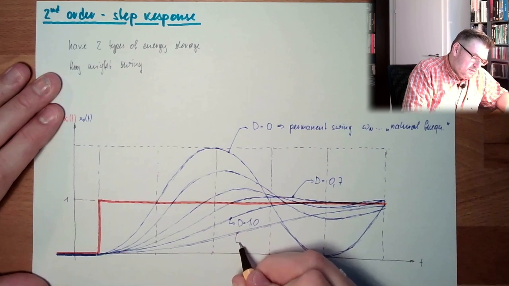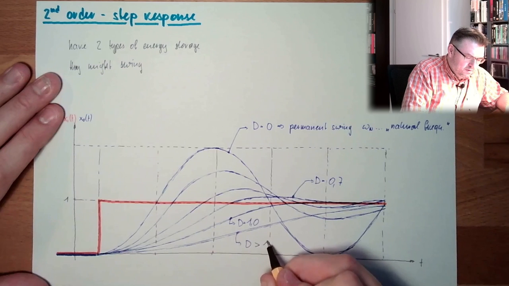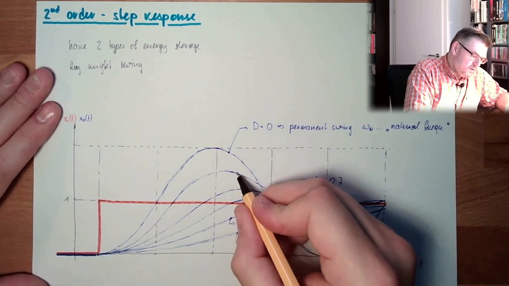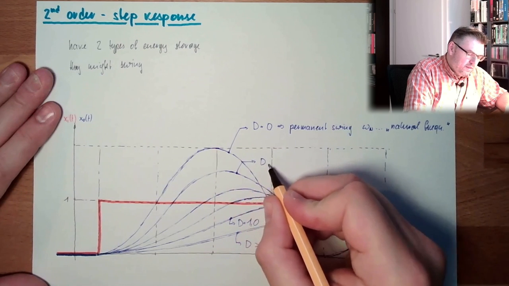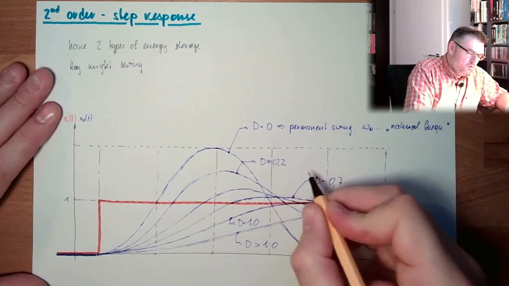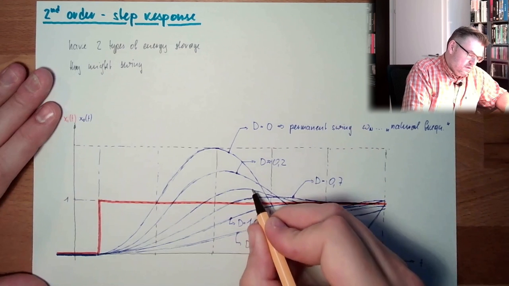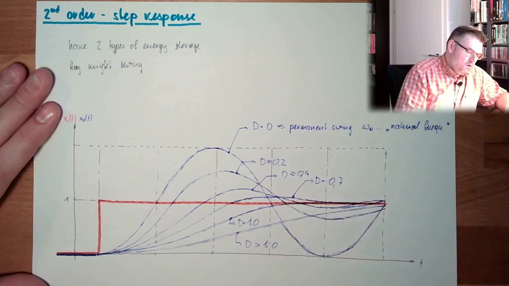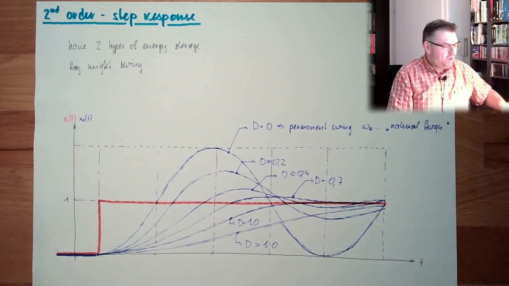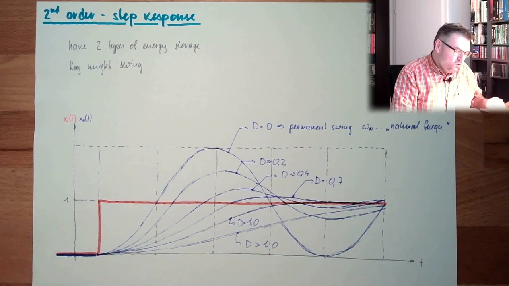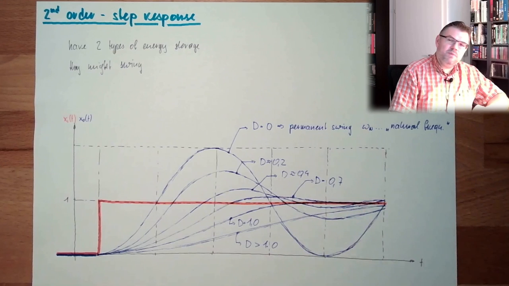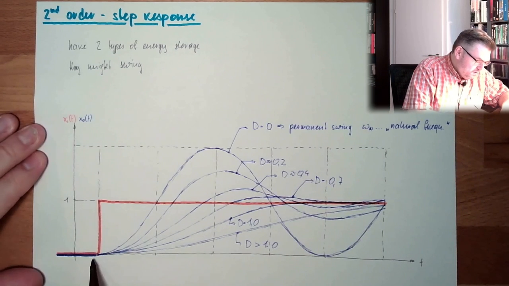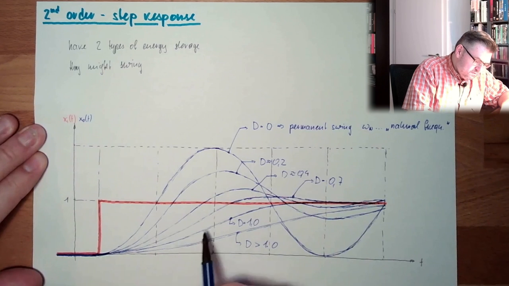So this here is damping 1.0. This is damping bigger than 1.0. This would probably be damping around 0.2, and this here maybe 0.4. So depending on the damping factor, we have different behavior. I will make this 0.7 one thick.